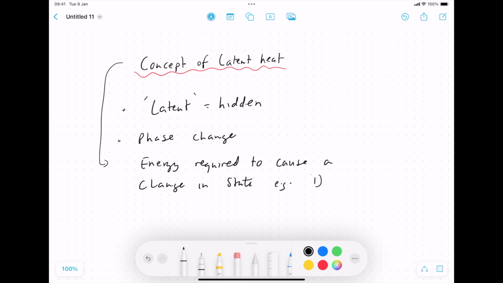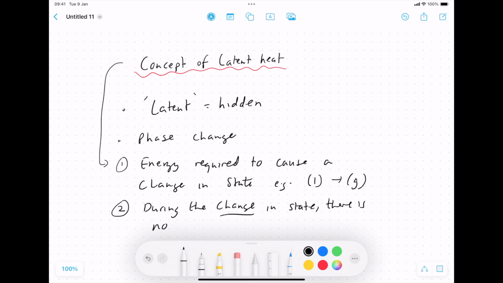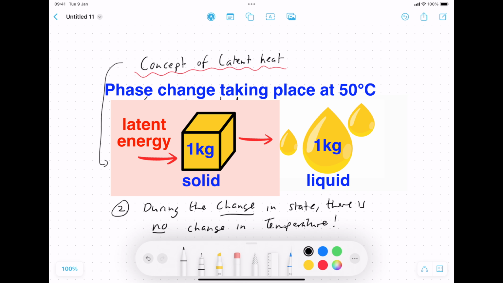Let's put, say, liquid to gas. Chemistry state symbols there, L for liquid, G for gas. And that's the first really important point. The second really important point is during a change in state, there is no overall change in temperature of the substance. So it doesn't increase or decrease in temperature. During the change in state, there is no change in temperature. Say, for argument's sake, this change in state is happening at 50 degrees for some random substance. It is going to stay at 50 degrees C when that substance is undergoing the change in state.